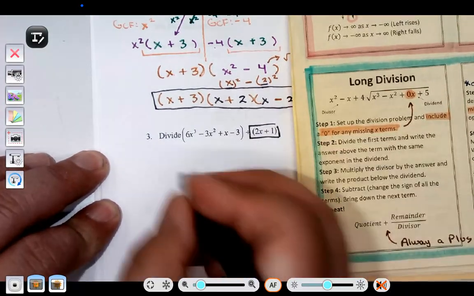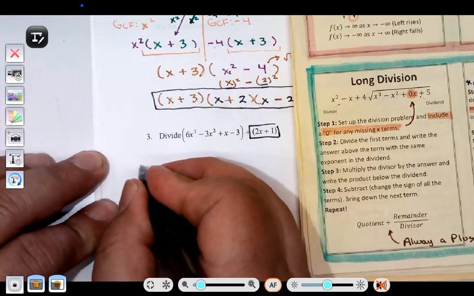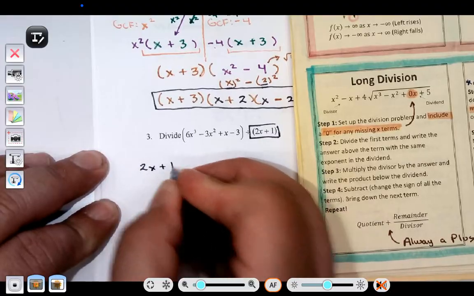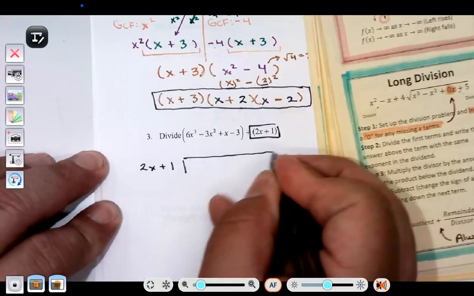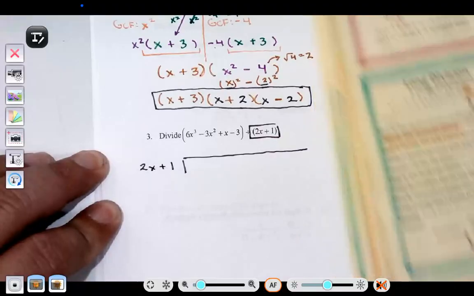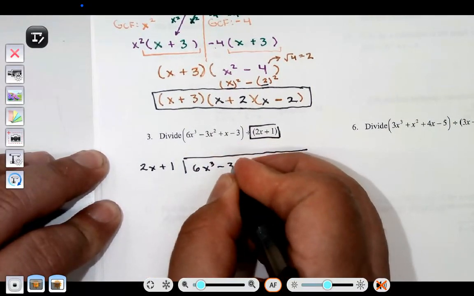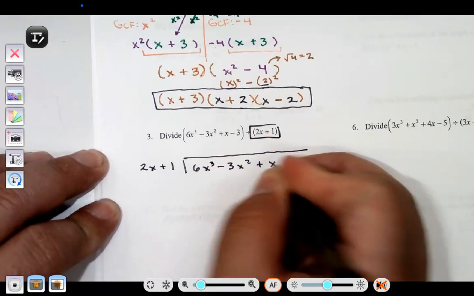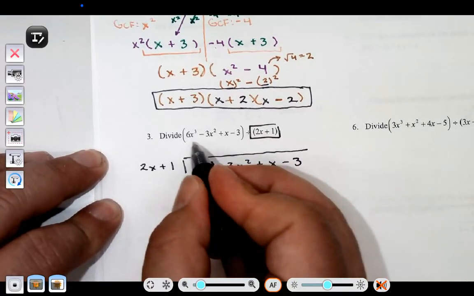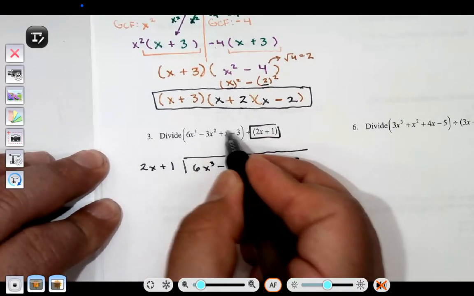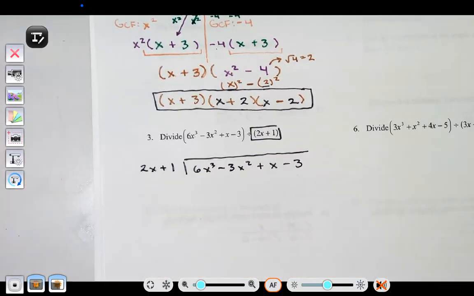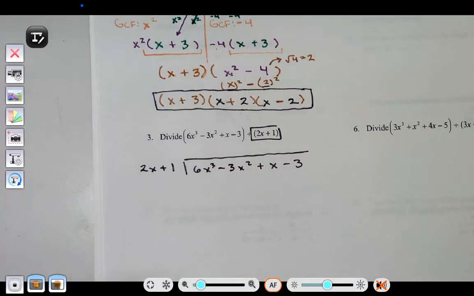Just remember, this is going outside of the division box. This is our divisor. So we're going to go 2x plus 1 on the outside. And on the inside, we're going to write 6x to the third minus 3x squared plus x minus 3. And notice nothing was missing. Power of 3, 2, 1, 0. So no zeros needed. All right, here we go. We got to start the process.